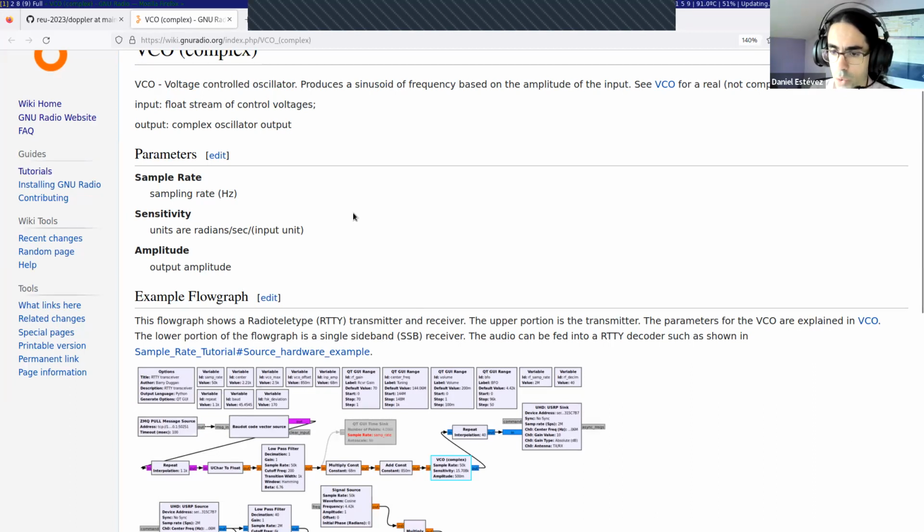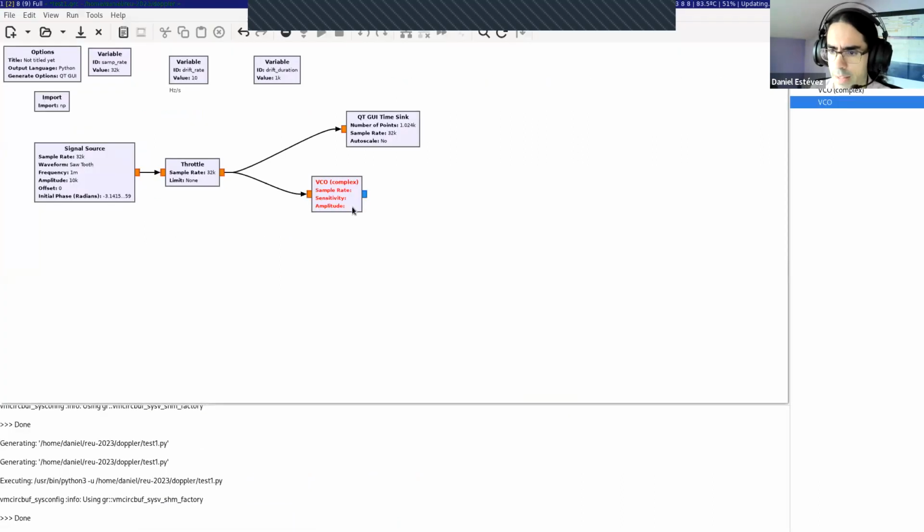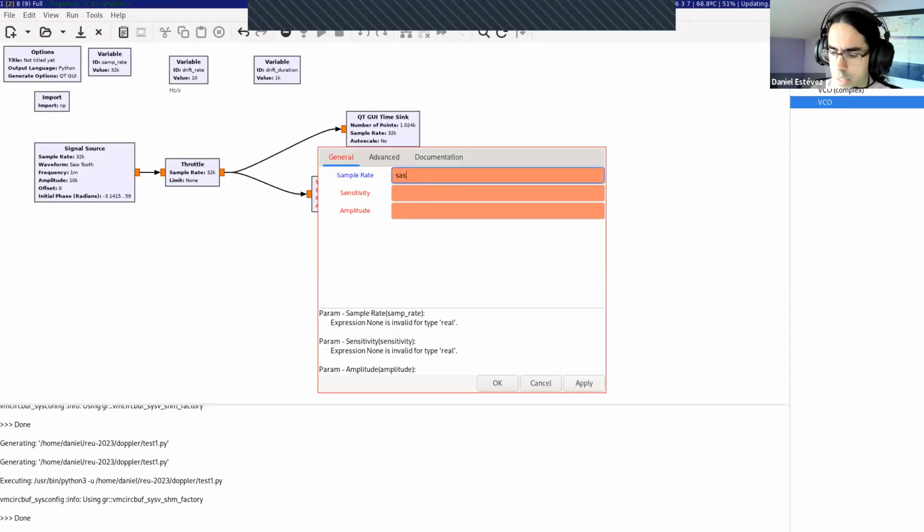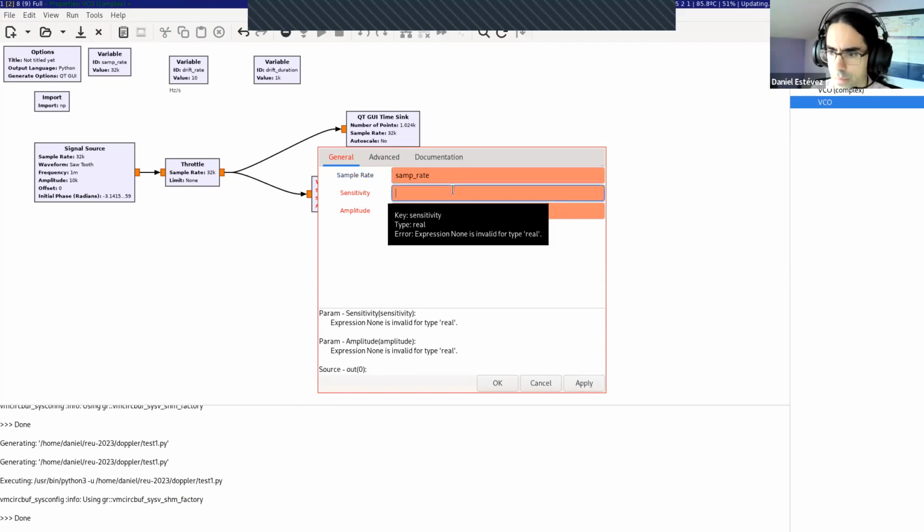You need to remember that if you have hertz, to obtain radians per second, you need to multiply by 2 pi, because there are 2 pi radians in one cycle, and hertz means cycles per second. So with that knowledge, what we want is the sample rate is the sample rate. Here, this is okay, and I will probably change this in a second.